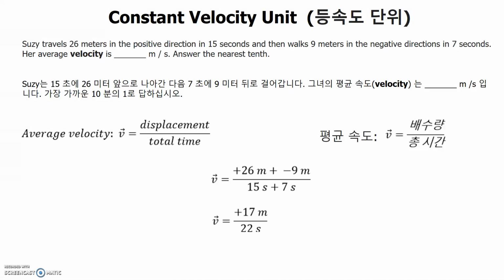When I add 26 plus a negative 9, I get positive 17. When I add 15 and 7, I get positive 22. Using a calculator and dividing 17 by 22, I get 0.8 meters per second.